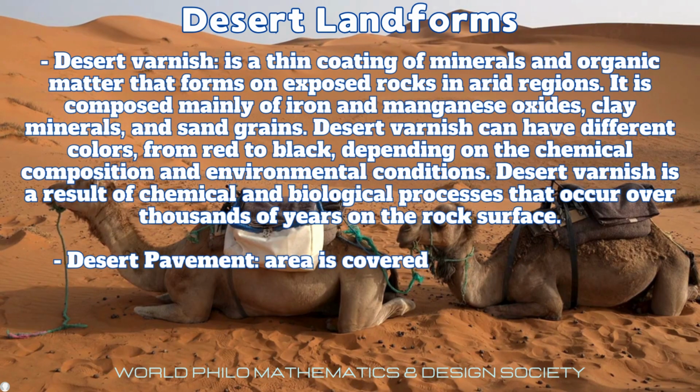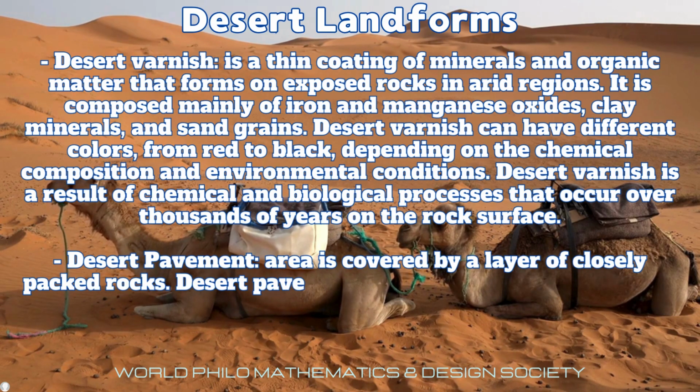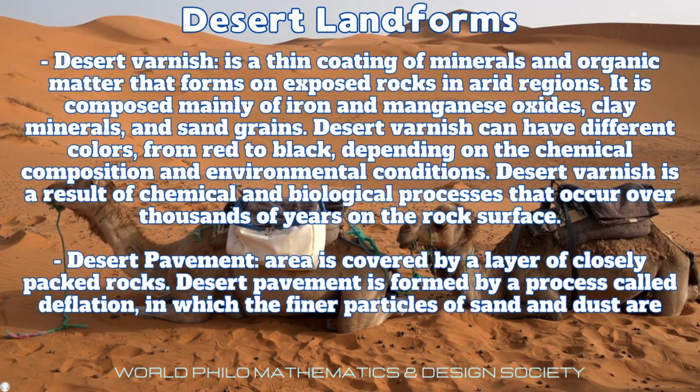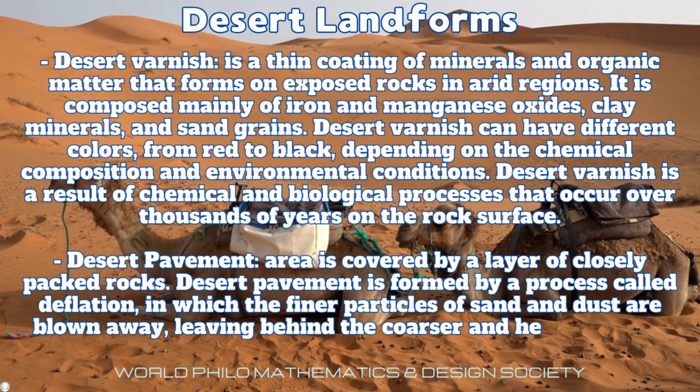Desert pavement is an area covered by a layer of closely packed rocks. Desert pavement is formed by a process called deflation, in which the finer particles of sand and dust are blown away, leaving behind the coarser and heavier rocks.